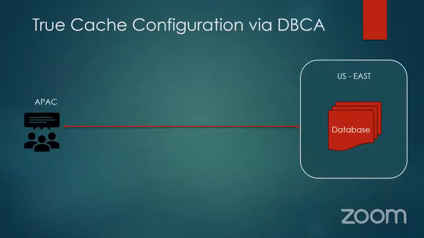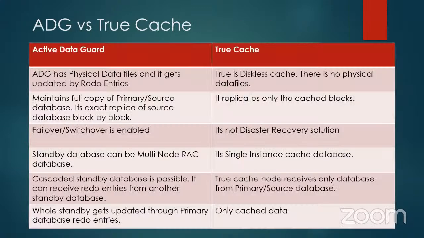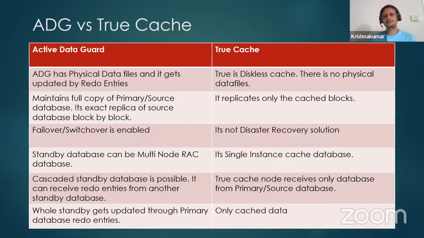In your previous screen, basically it's a single instance cache database, which means if I have a four node RAC, it will run on only one node? No, True Cache itself is a completely different instance, on a different server actually. True Cache won't be configured on the same server. You have a source database with the four node RAC, but I will configure True Cache on a different server which is closer to the application. I just install the database server and then configure True Cache.